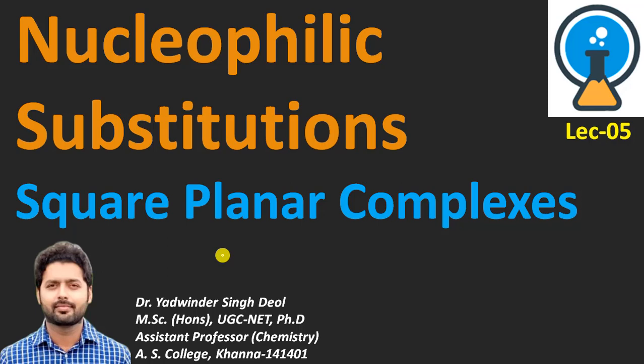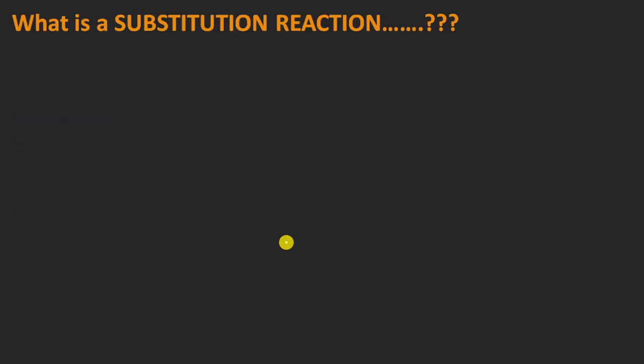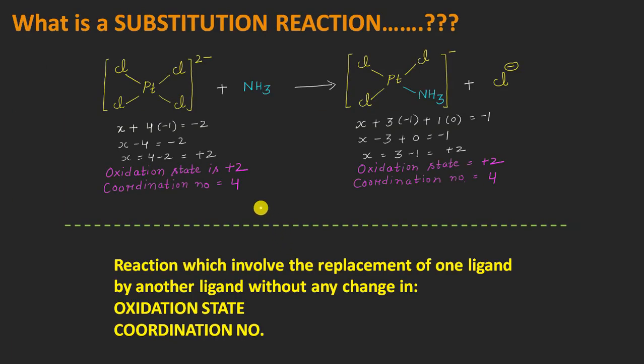Let's talk about the nucleophilic substitution reactions in case of the square planar complexes. And the best way to start this lecture is to know what substitution reactions actually are. For that, you can see this reaction in which the tetrachloroplatinum complex is reacting with ammonia as the ligand, resulting in the formation of this type of complex, in which the chlorine ligand has been replaced by this ammonia ligand, right? This is what is happening in this reaction.